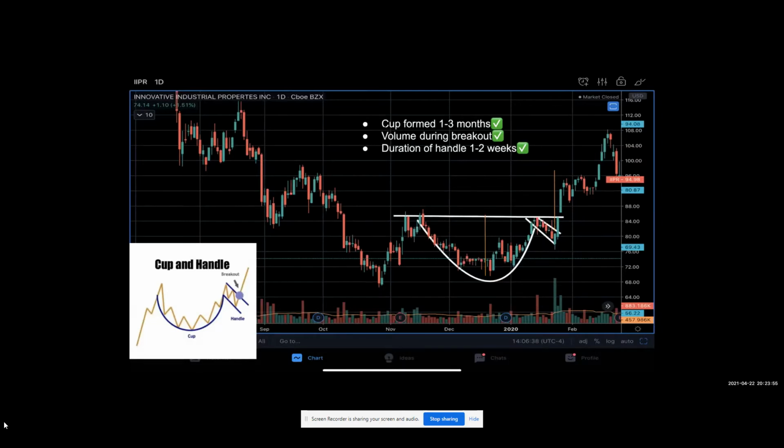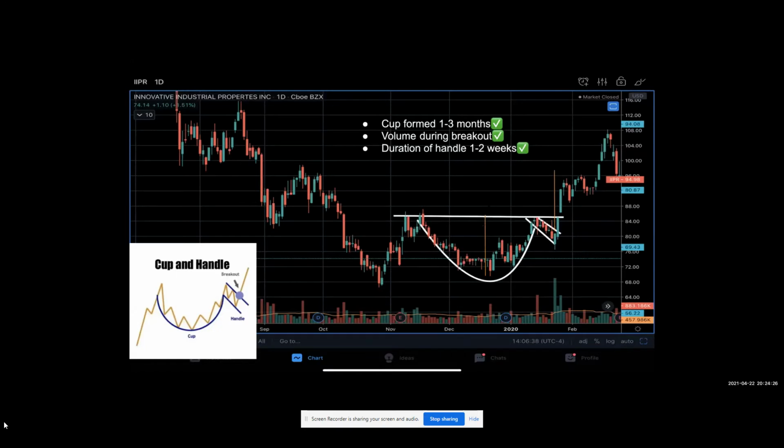So boom, cup and handle formation, as you can see. And what does it say? Cup forms in 1 to 3 months. So boom, 1, 2, 3. So the cup is about 2 months old-ish, right? Cup is 2 months old. Volume during breakout. Duration of handle 1 to 2 weeks. So as you can see, duration of the handle isn't going to be that long. And then you need volume on the breakout.